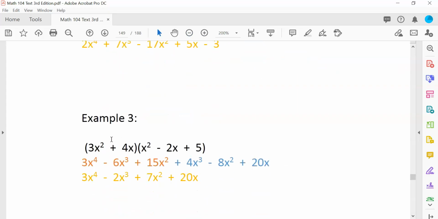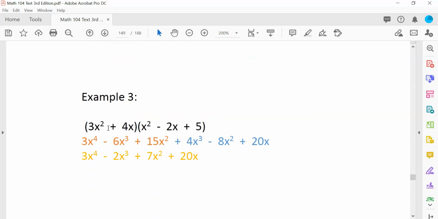You can see example 3 does that exact same process. 3x squared times all three terms on the right gives you 3x to the fourth. When you multiply 3x squared times x squared, you get 3x to the fourth. 3x squared times minus 2x gives you minus 6x to the third. 3x squared times 5 gives you 15x squared.